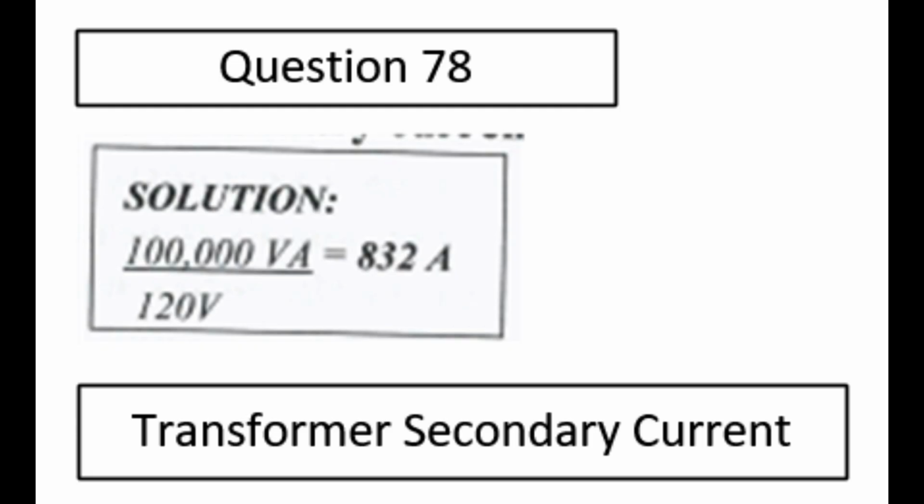Question 78. A 100 kVA, 2400, 120 volt transformer will carry at a full load on the secondary current of 832 amps. 100 kVA, 2400, 120 volt transformer carries 832 amps at full load on the secondary current.